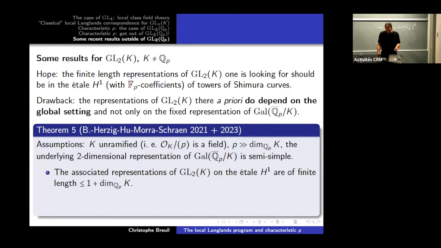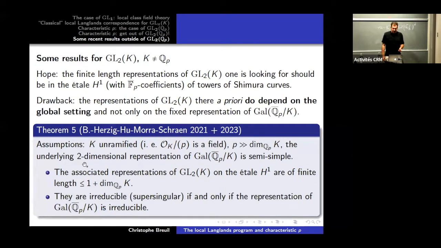And in that case, at least we can prove that the associated representations of GL2(K) on the H1 are of finite length. A finite number of constituents, and the length is bounded by 1 plus the dimension of K over Q_p. So, by the way, you see that if K equals Q_p, you find 2. This is the case of the two principal series. And in the reducible case, there was 1. So this is why it's only a bound.